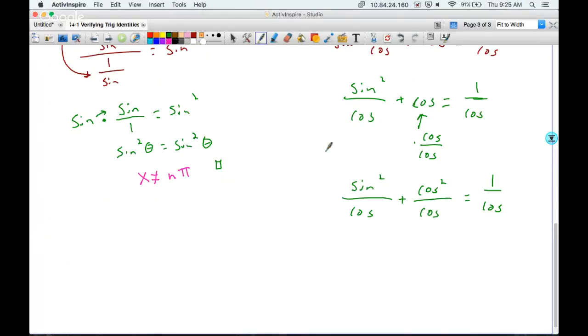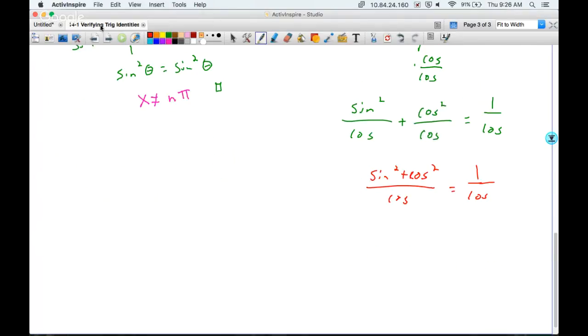Keep going. Now that I've got a common denominator, I can add their numerators. I get sine squared plus cosine squared over cosine equals 1 over cosine. And now, for the first time in this homework, we're getting to use the Pythagorean identity. Sine squared plus cosine squared is equal to 1. And now I've got 1 over cosine equals 1 over cosine. Draw your box. I should write the letter P on this line for our Pythagorean. The Pythagorean identity is cosine. Nope, let's start with sine.